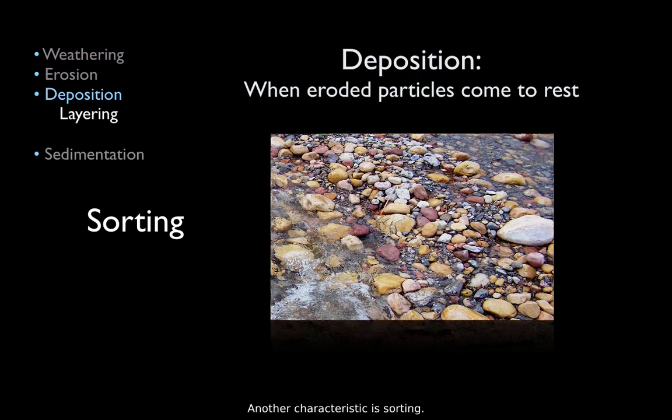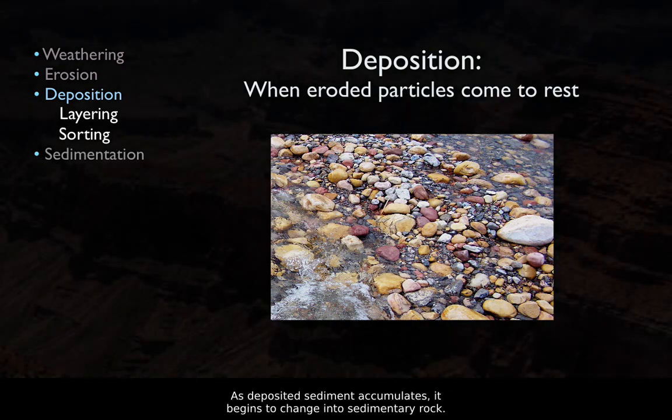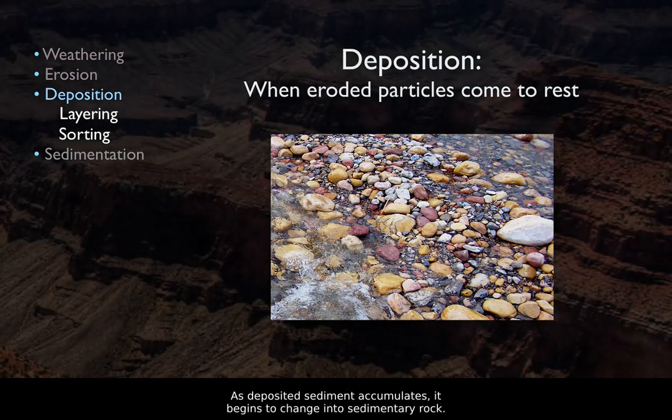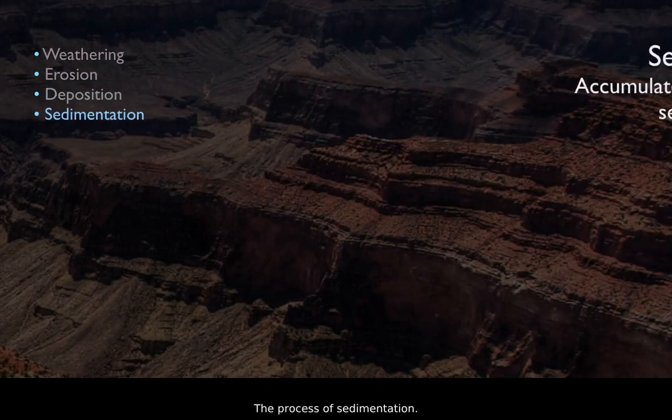Another characteristic is sorting. Large sediment particles require a lot of energy to transport them. For example, a strong water current. As the flowing water slows down, energy decreases and sediments are deposited. As deposited sediment accumulates, it begins to change into sedimentary rock, the process of sedimentation.